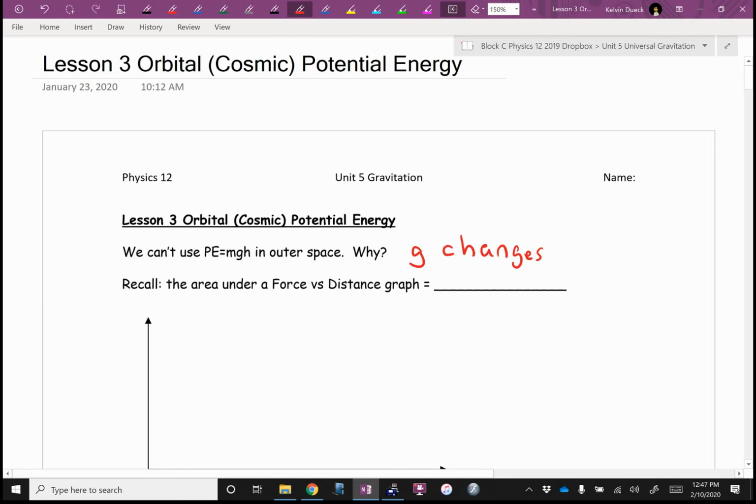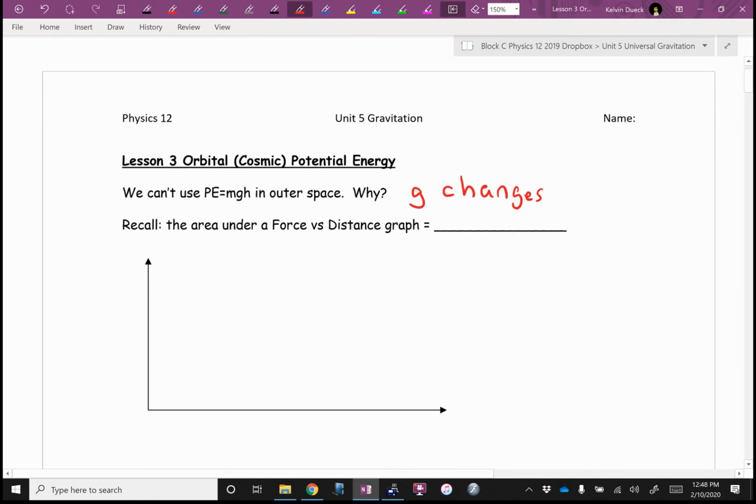Who's in calculus here? Raise your hand. Calculus students, I'm going to give you a calculus explanation, but then I have to give the non-calculus peons a good explanation as well. So I'll be giving 2 explanations today. The calculus one is much more elegant because it comes out in 2 lines. So if we can't use mgh, what can we do?